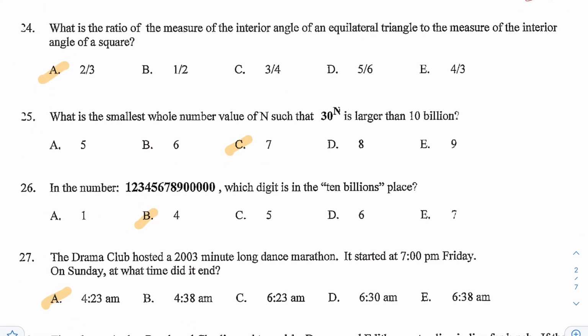What is the ratio of the measure of the interior angle of an equilateral triangle to the measure of the interior angle of a square? So for an equilateral triangle, all sides are equal, all angles are equal, and since the total is 180 degrees, if you do 180 divided by 3, you know that each angle is equal to 60 degrees. Now for a square, you have all right angles, so that's 360 degrees divided by 4, which is equal to 90 degrees, and that's why they're all right angles.